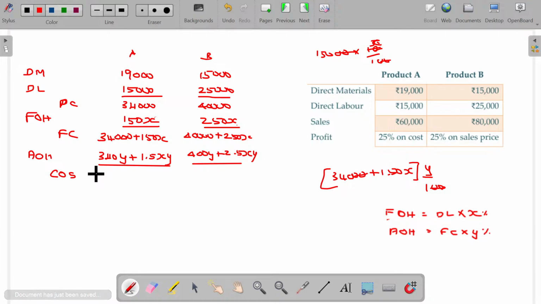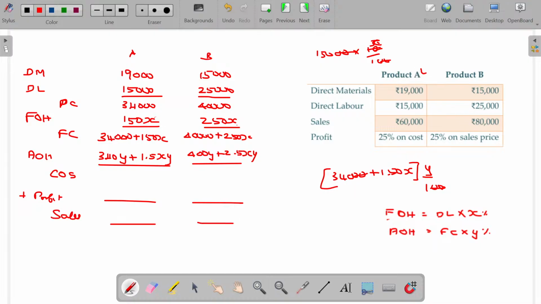Okay, cost of sales being 34,000 plus 150x plus 340y. Okay, I will do it later on. Is that okay? So if you add up this, with that I have to add the profit to get the sales.